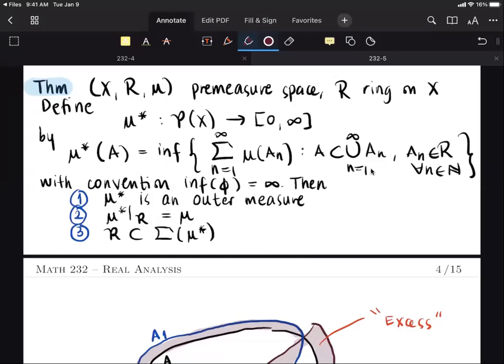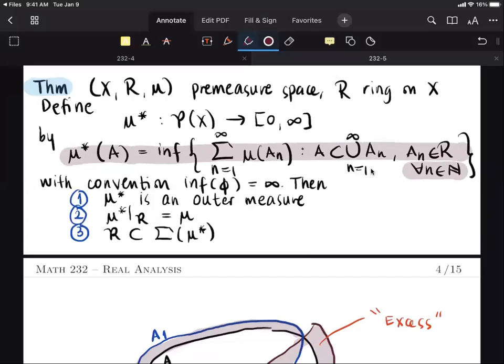So suppose we have a triple (X, R, mu). X is a set, R is a ring, and mu is a pre-measure. So this triple will be our pre-measure space. Then we define mu star on the set of all subsets of X as follows. Given an A which is a subset of X, the outer measure, or mu star of A, is defined to be this infimum here.